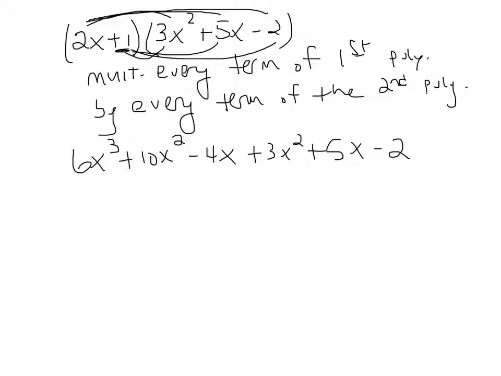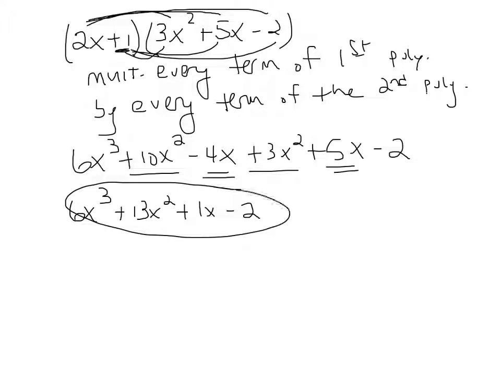Let's look for like terms now. There are no other cubes, so we leave 6x cubed alone. We have some x squareds here. 10x squared plus 3x squared is 13x squared. We've got some x's. Negative 4x plus 5x is plus 1x. And then we just have negative 2 sitting all by itself. And that's how you multiply any polynomial by another polynomial.